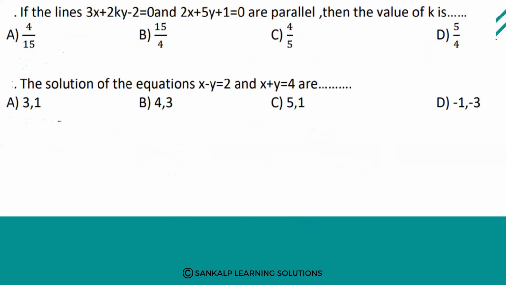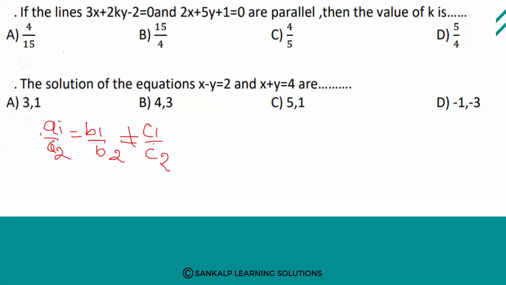Next, if the lines 3x plus 2ky minus 2 equal to 0 and 2x plus 5y plus 1 equal to 0 are parallel, then find the value of k. So when the lines are parallel, they have the condition a1 divided by a2 is equal to b1 divided by b2 is not equal to c1 divided by c2.